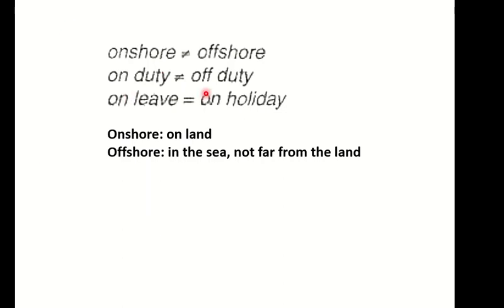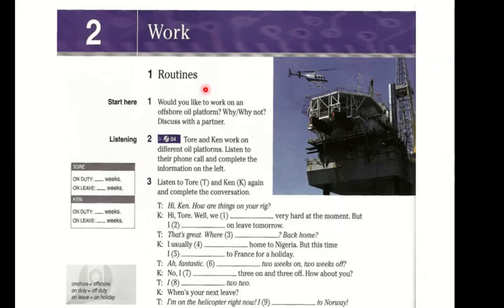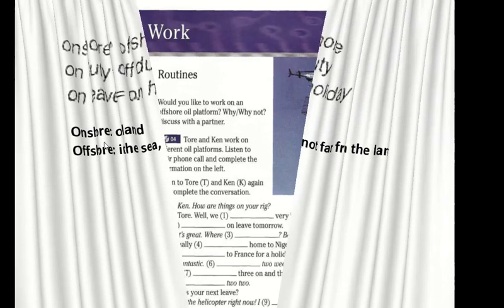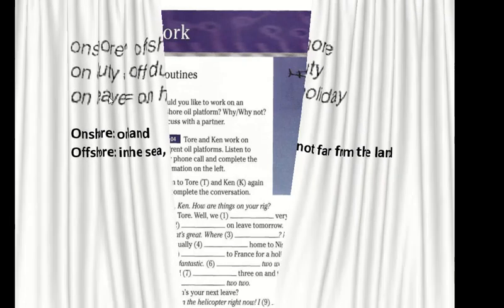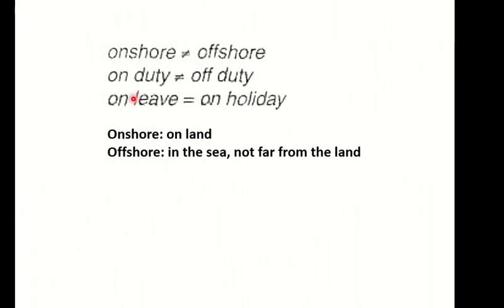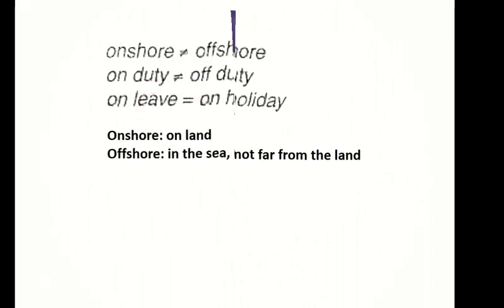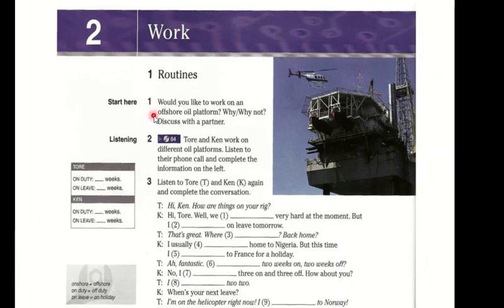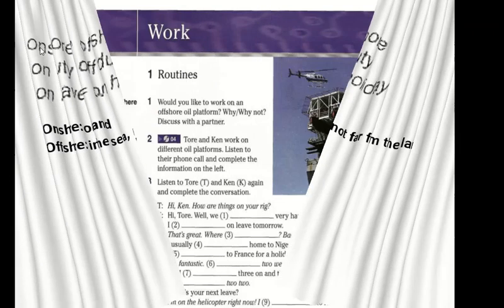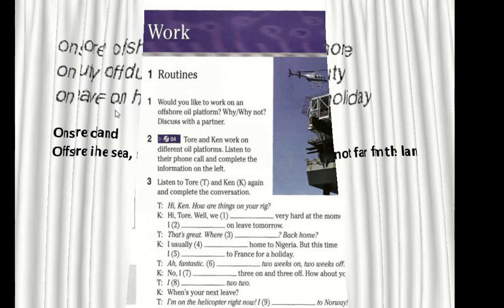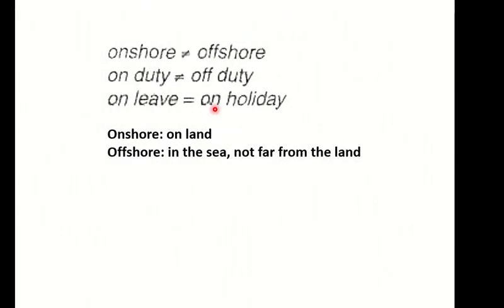On duty is the opposite of off duty. On duty means that you are at work, you have duty. But off duty, you are not at work, you are free. You are maybe with your family. We have on leave. On leave is the same meaning as on holiday. On leave means that you are not at work. You have sick leave, you have casual leave, you have anything like that. You are not at work.